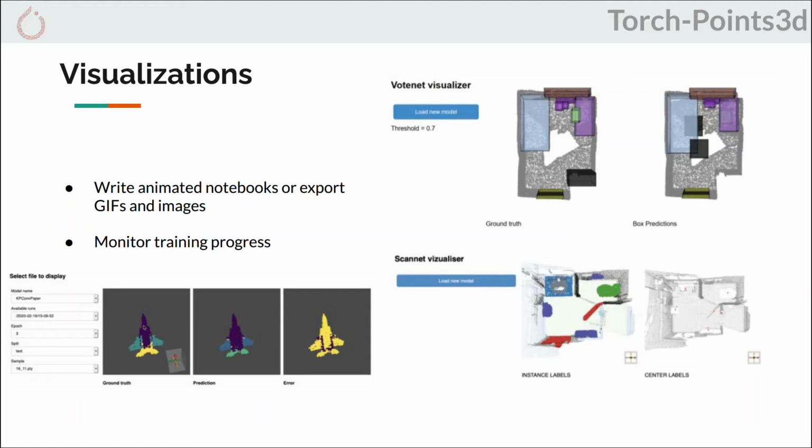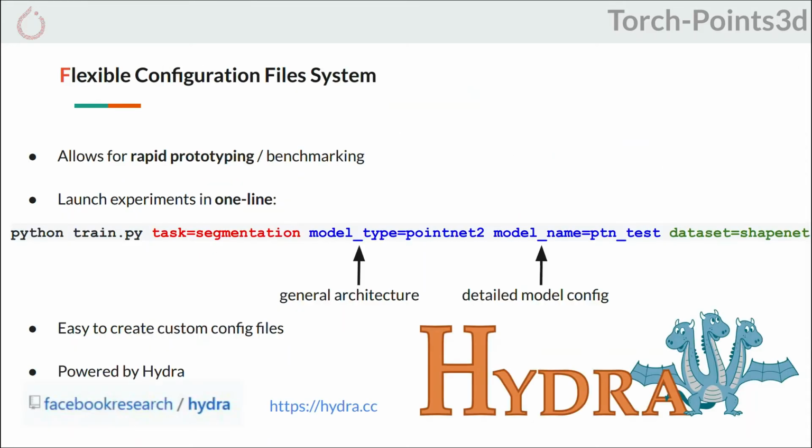Everything in the framework is tied together by a flexible system of configuration files. This allows you to launch an experiment with a single line. Simply specify your task, the general architecture of your network, and where to find its configuration file. Finally, pick the dataset. You can change the parameters of your network by simply editing its configuration file. The modularity of TorchPoint3D allows you to add new datasets, models, or tasks with minimal code, and most importantly, without impacting the rest of the framework.